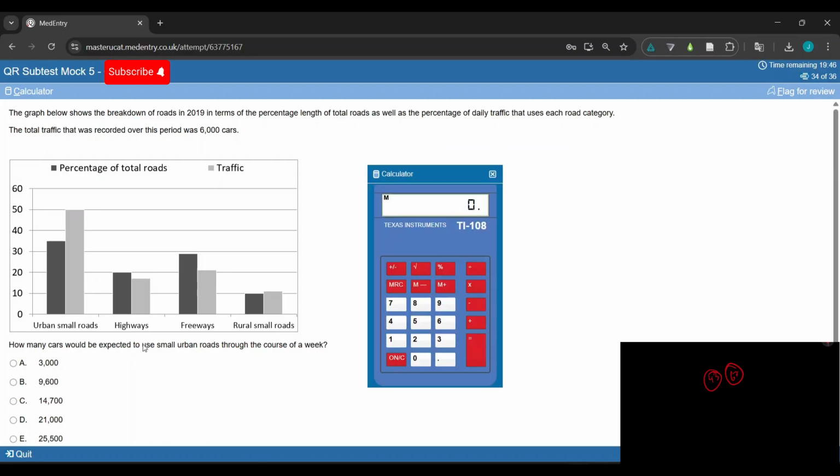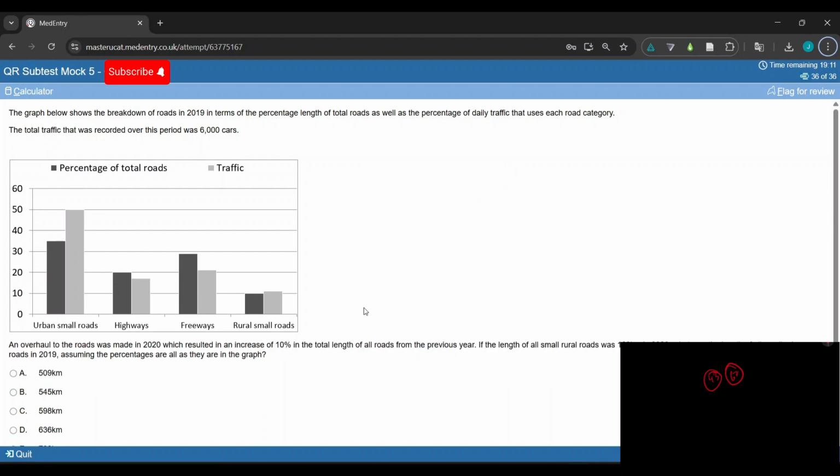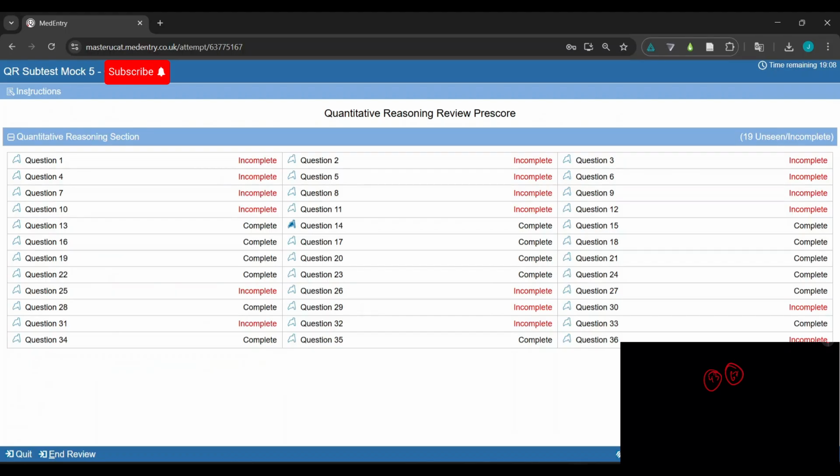How many cars do we expect to use small urban roads throughout the course of a week? Percentage of daily traffic over this period. 6,000, so 50% is going to be 3,000 then, I guess. Uses each road. Oh, but daily traffic, so then per week is going to be 21,000. How many more cars per day use freeways compared to small roads? So this is going to be about 10%, about 600 more. Per day? Was the last question per day? Yeah. Okay, let's review incomplete.